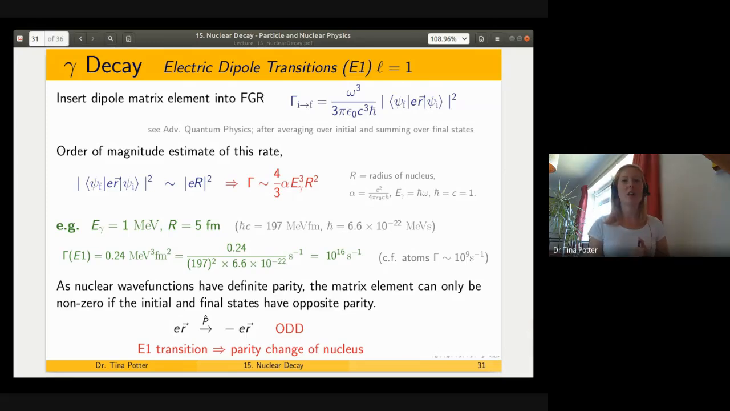So for these electric dipole transitions, just by having a look at the dipole matrix element to get a first order estimate of this rate, we can say that they happen very quickly. The decay rates are about 10 to the 16 per second, and they're going to change the parity of the nucleus. These are electric dipole transitions, E1.